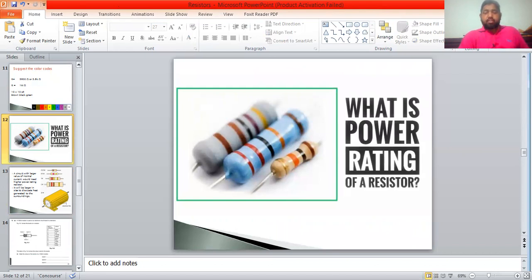If you make that resistor of larger dimensions, I just mean the outer body of that resistor. मैं उस डायमेंशन की बात नहीं कर रहा हूँ जिससे हम रेजिस्टेंस डिटरमिन करते हैं, लाइक लेंथ ऑफ द वायर एंड क्रॉस सेक्शनल एरिया. उस डायमेंशन की मैं बात नहीं कर रहा हूँ, मैं बात कर रहा हूँ आउटर बॉडी ऑफ द रेजिस्टर.